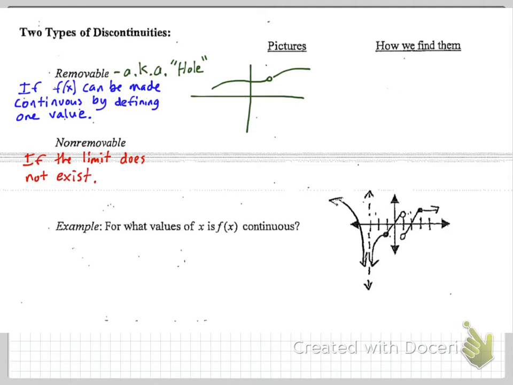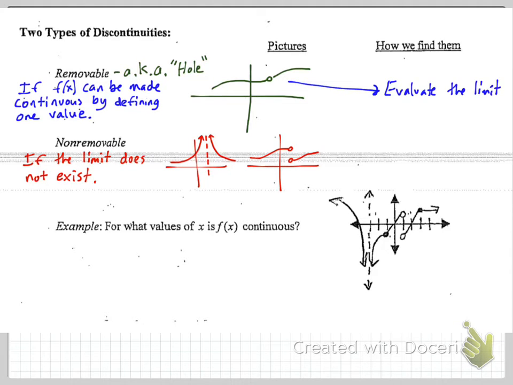In contrast to a non-removable, that's if the limit does not exist. So if the limit doesn't exist, that means that you cannot simply put one point in and make it continuous. So there are two examples of this that just come off the top of my mind. If there's an asymptote, then that is not a removable discontinuity, or rather it's a non-removable discontinuity. Or if the limit from the left and the limit from the right are not equal, that is also an example of a non-removable discontinuity.